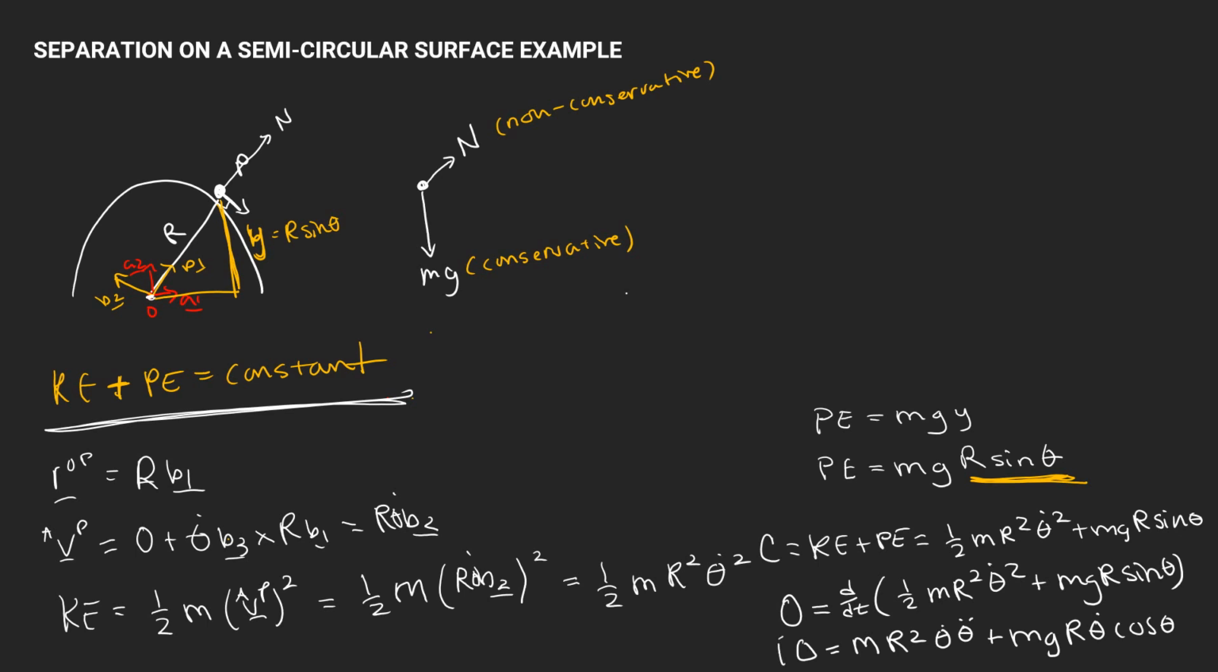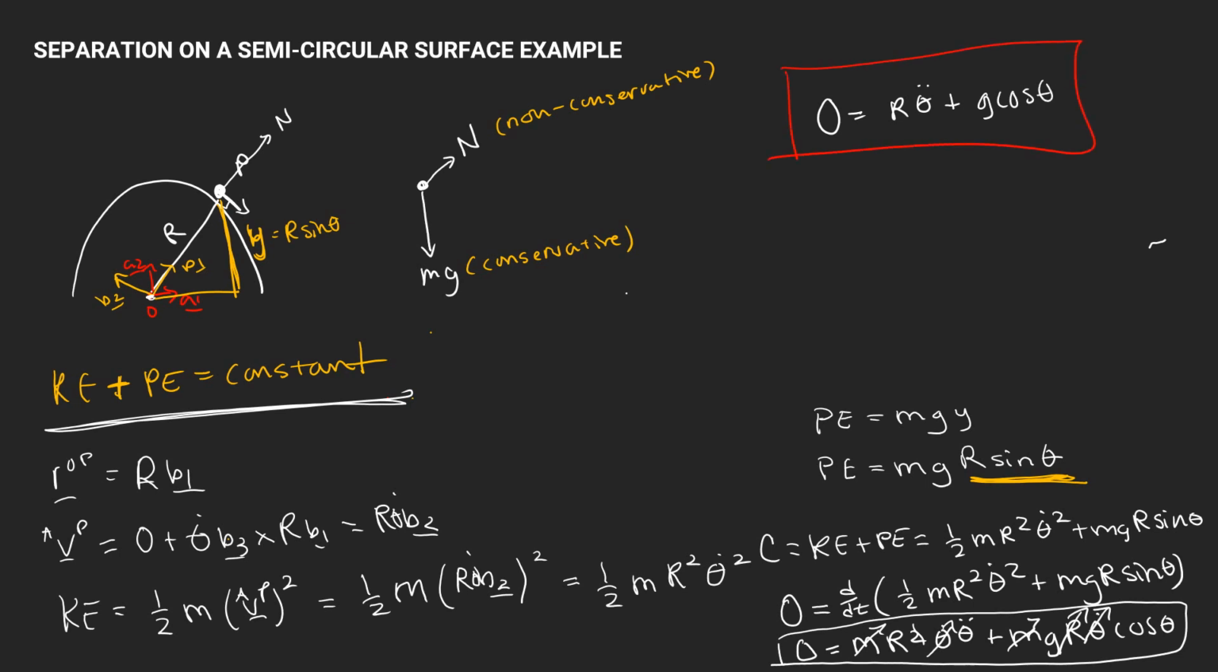And because I ran out of space here, I'm going to pop this up here. We can say that we have m terms that we can get rid of. We have at least one r term we can get rid of. We also have a theta dot term we can get rid of. So ultimately, what we're left with is 0 is equal to r theta double dot plus g cosine theta. And this right here is our equation of motion.